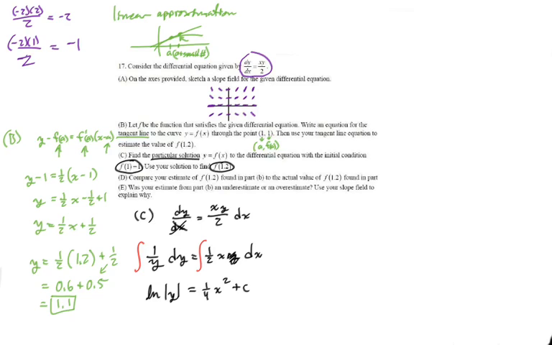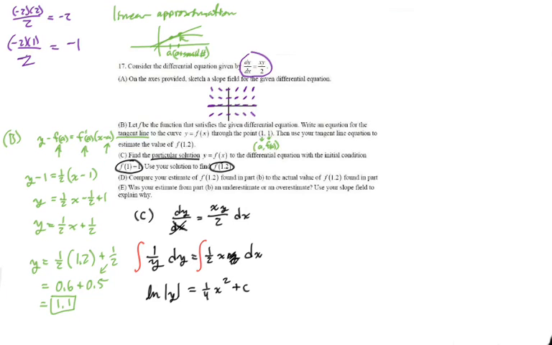Now, how would I find that c? Because if I want to find the particular solution, I must find c. In order to find the particular solution, you got to plug in the point that they give you. So my initial condition is 1, 1. We're going to plug that into the y and the x to find the c. And then when I plug the c in, we have found the particular solution. And then I could plug in 1.2 to see what the actual value is for this function.